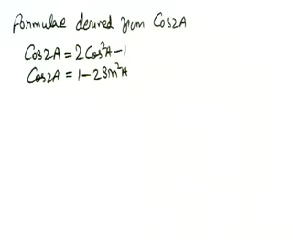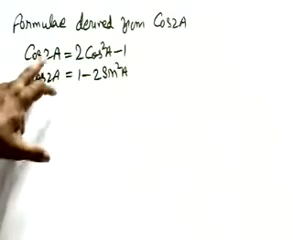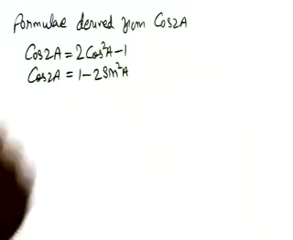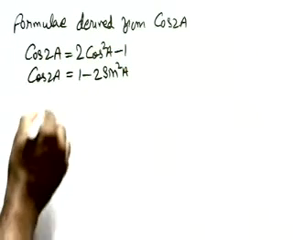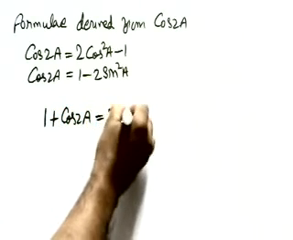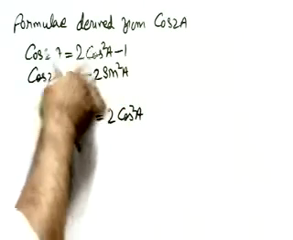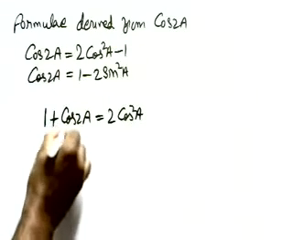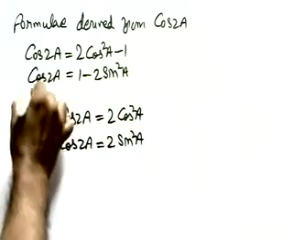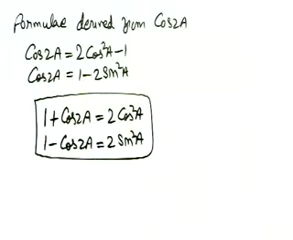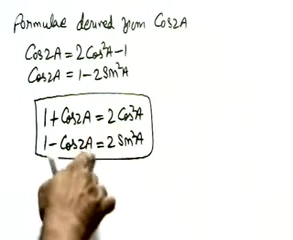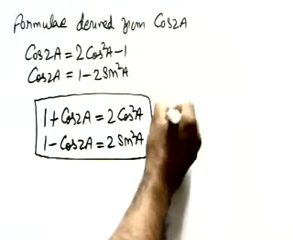Now there are many formulas which we can derive from the cos 2A formulas. One of the cos 2A formulas is 2 cos square A minus 1, and another is 1 minus 2 sin square A. Now watch carefully. If we bring 1 here, 1 plus cos 2A will be 2 cos square A. In the same way, 1 minus cos 2A will be 2 sin square A. We must learn this by heart. We use this in many questions.